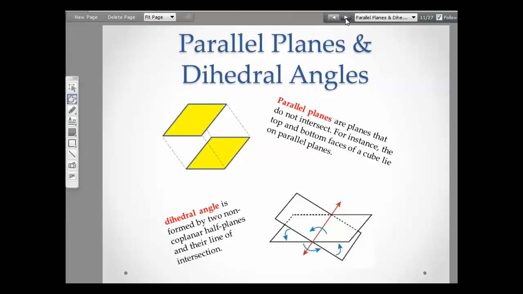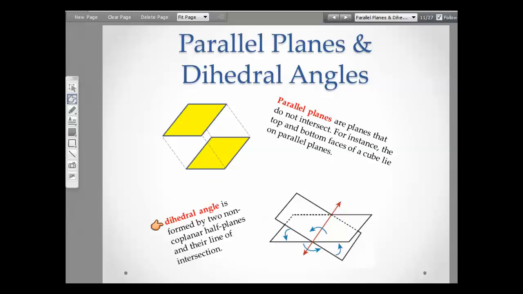Parallel planes and dihedral angles. Now, parallel planes are planes that do not intersect. So if you look at this top face and this bottom, they'll never intersect, and so they're parallel to each other. Top and bottom, left and right, front and back, each one of those sets is parallel.